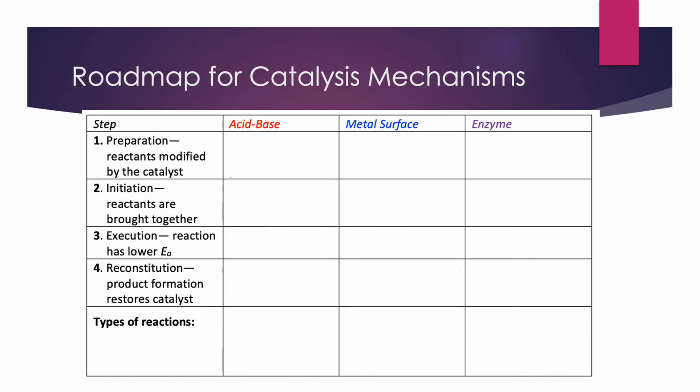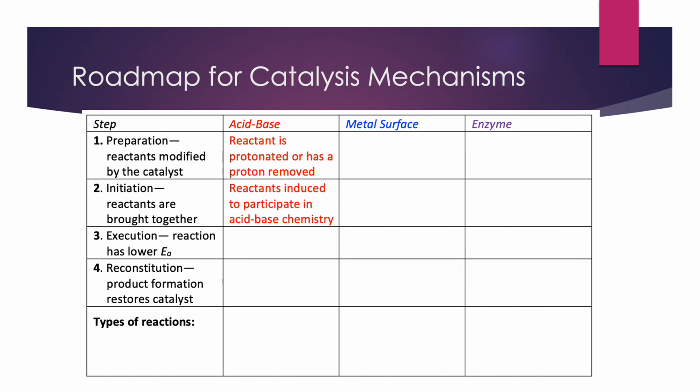So let's talk about acid-base catalyzed reactions first. The first step is usually that the reactant is protonated or has a proton removed. That is, it undergoes some sort of proton transfer reaction, either by accepting a proton or by donating one. And that alters the reactant and allows it to undertake a reaction. The next step would be that the reactants would be induced to participate in this acid-base chemistry. That's the initiation of the reaction.